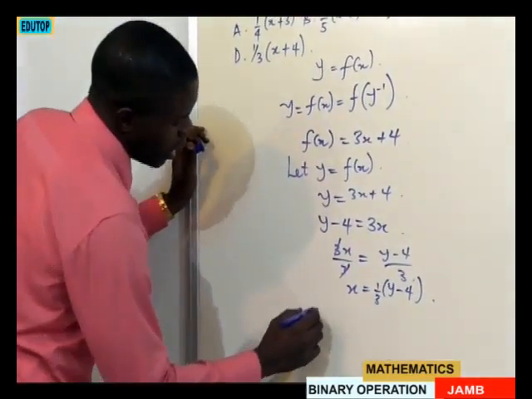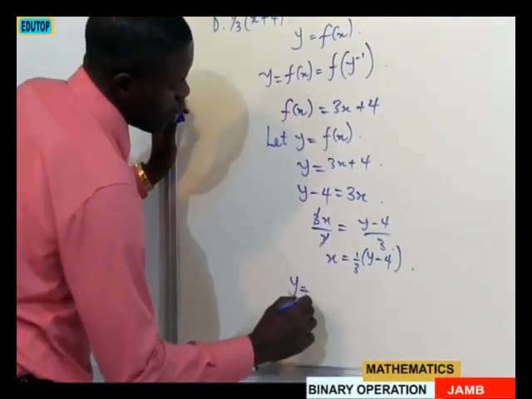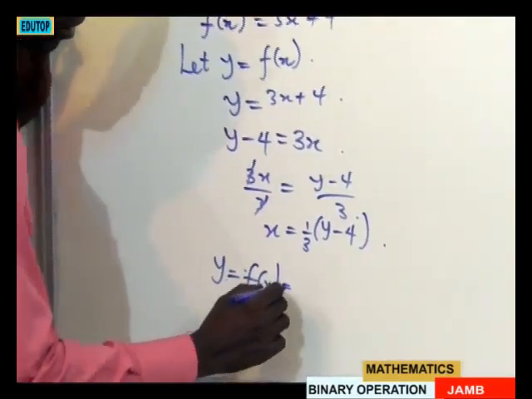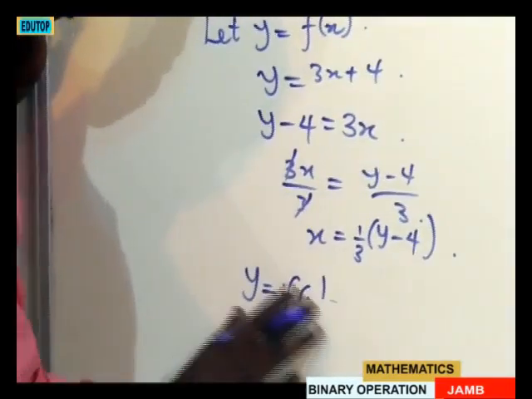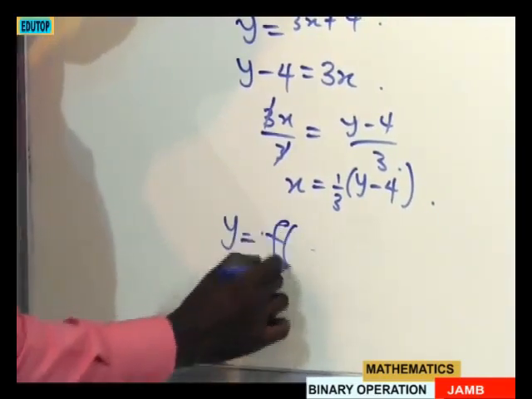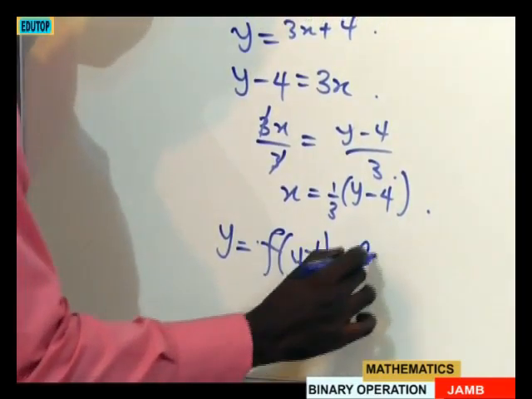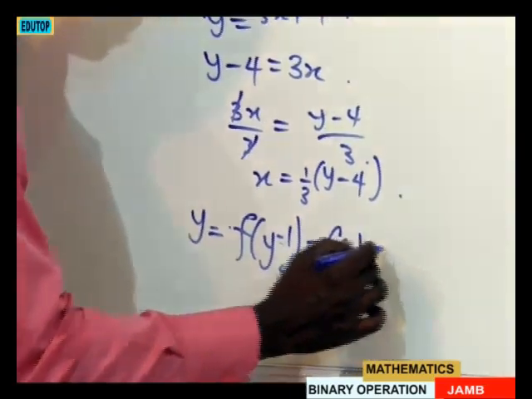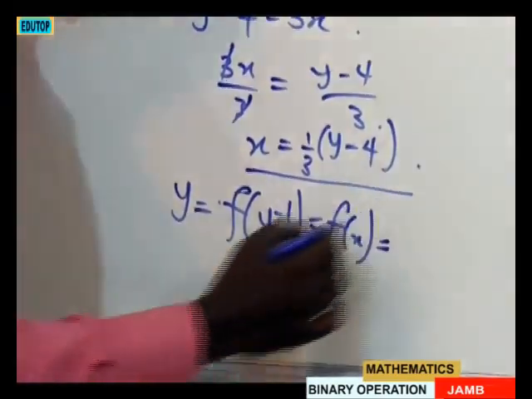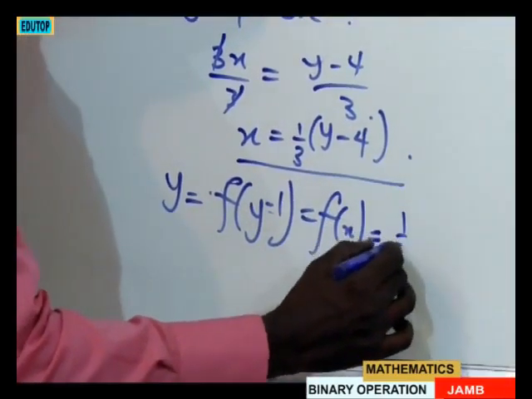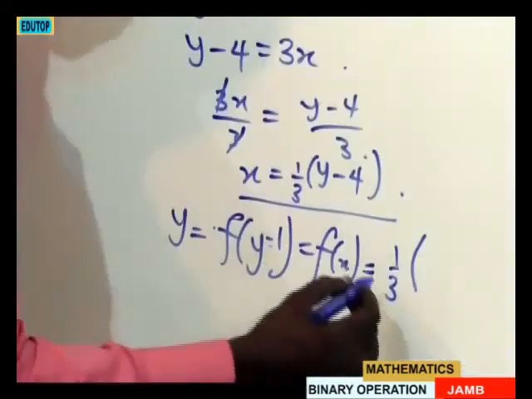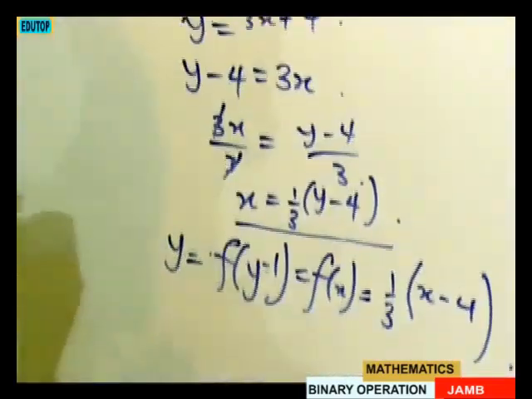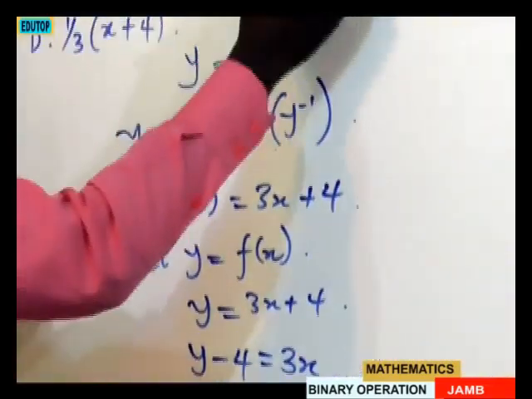So here we can say that our y, which is equal to function of x, and x, which is equal to function of y inverse, in terms of x now will be 1 over 3 into x minus 4, meaning anywhere I see my y, I replace it with x. So we'll go to our options and see the one that matches this. So we come here, we discover that it is option C.